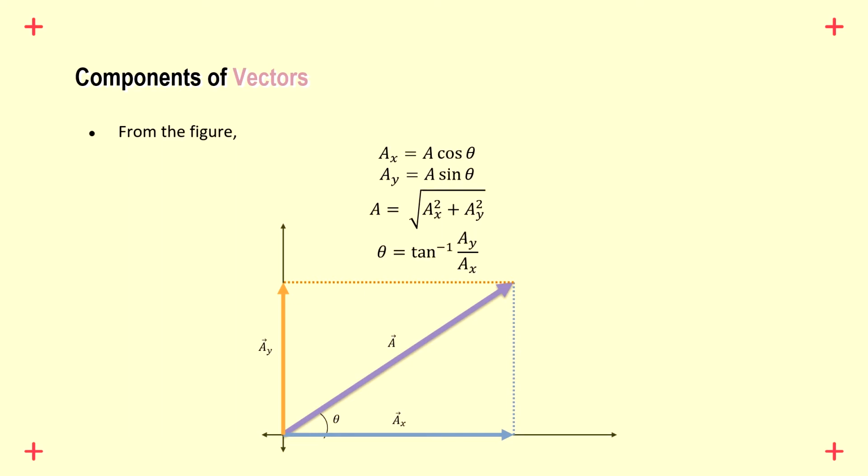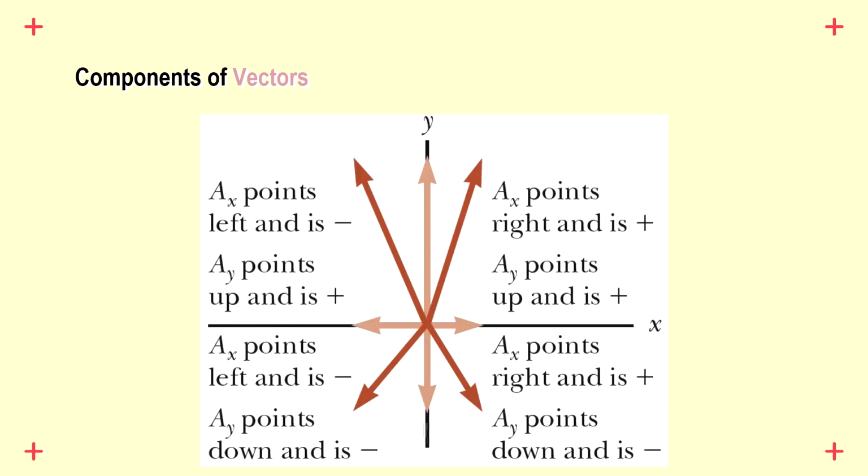So in this figure, this is a guide for us to know what will be the sign that should be given to the component of the vector that we are dealing with. So if ax points right and is positive, and ay points up and is positive, then your vector is at the first quadrant of the Cartesian plane. So it is pointing upward to the right.